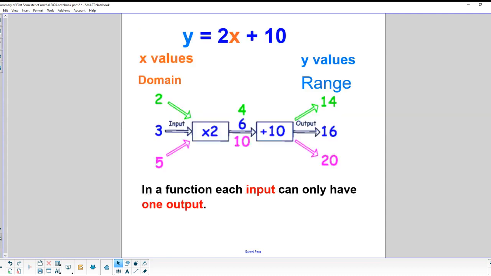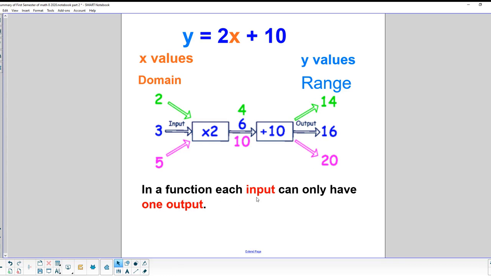So if you have an x value that goes into your function, and here's our function, y equals 2x plus 10, these x values we call the domain, or the input. They would go into the function, get multiplied by 2, and then we would add 10 to that result, and out would come the output. The outputs are the y values, or the range, and that's something that we wanted you to remember.